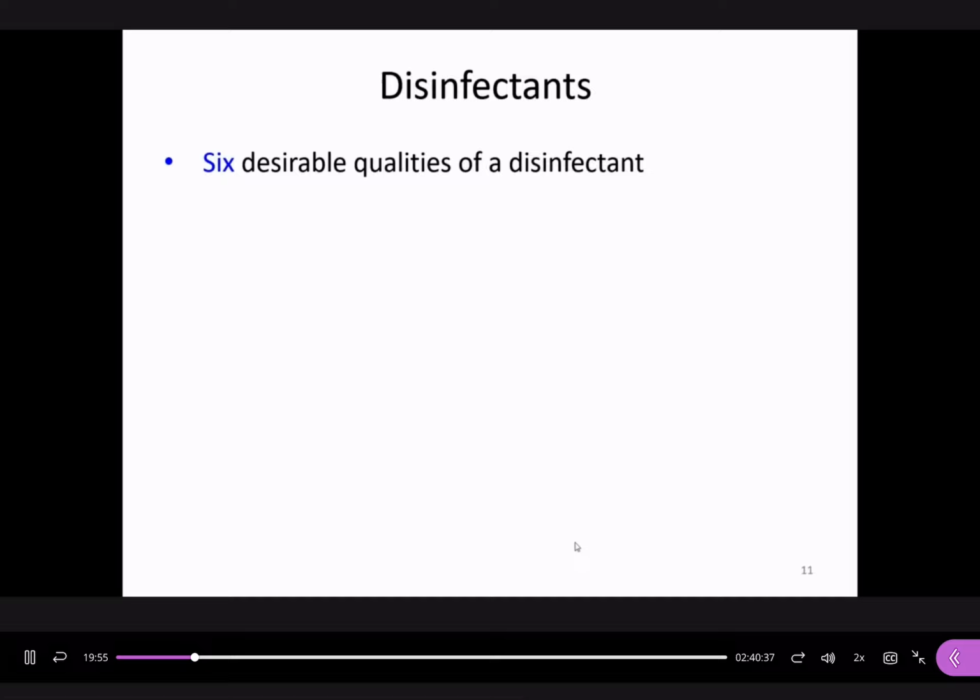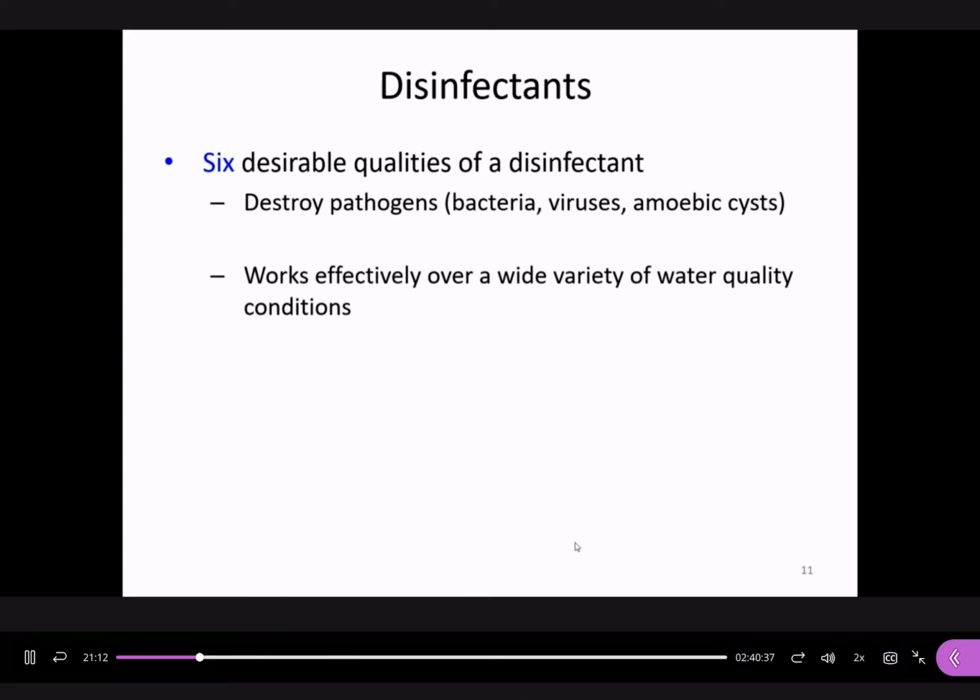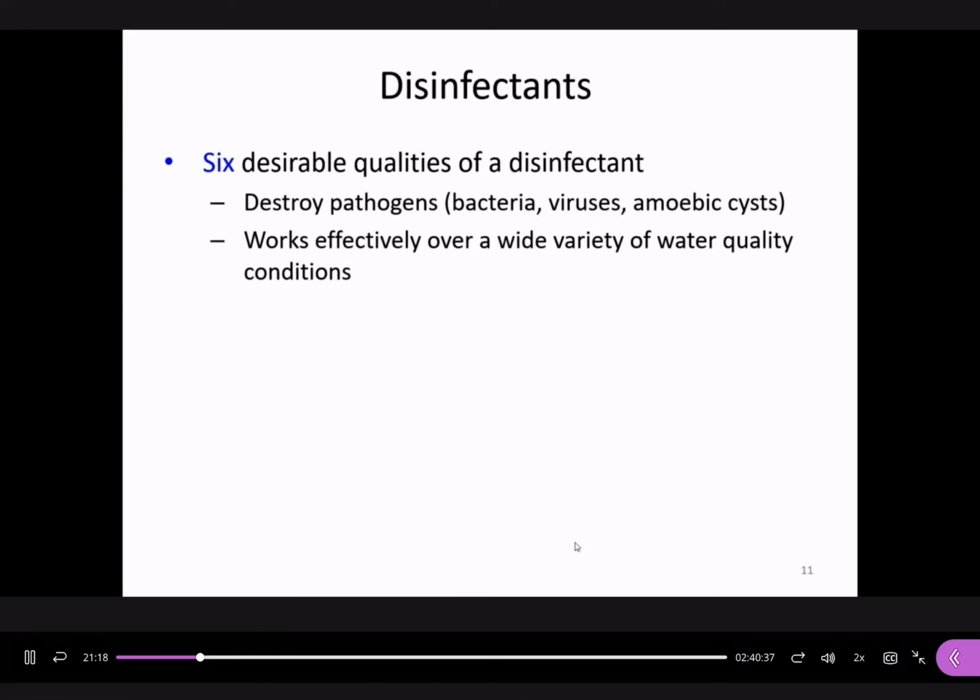So what do we desire for a good disinfectant? Can you imagine? Non-toxic, effective, cheap. What else? Fast. What else? Destroy pathogens, including bacteria, virus, and cysts. So it needs to be wide spectrum, targeting bacteria, virus, and cysts, because these microorganisms have different structures. One method could work for certain microorganisms, but fail to inactivate others. But for a popular one, it needs to target a wide spectrum of pathogens and, to be more specific, work effectively over a wide variety of water quality conditions. This is also very important.